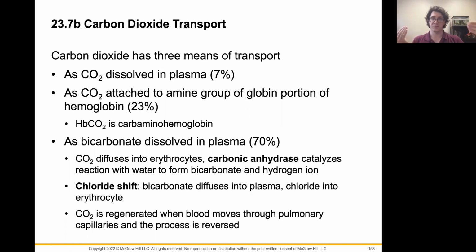Now, this process is reversed. We see chloride leave the cells and enter back into the plasma, and we see the bicarbonate go back into the blood cells whenever we enter the pulmonary capillaries. So we can reverse these processes and regenerate CO2 as a gas from the bicarbonate ion that was in the blood plasma.